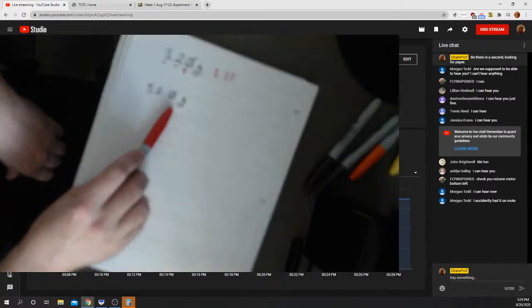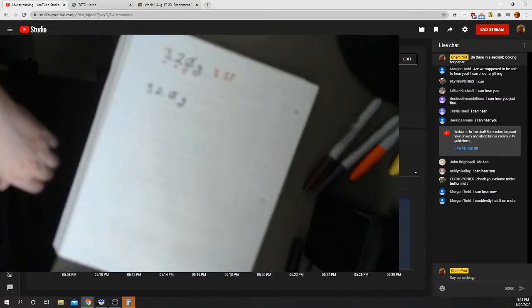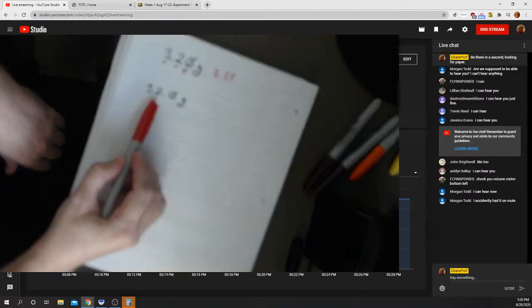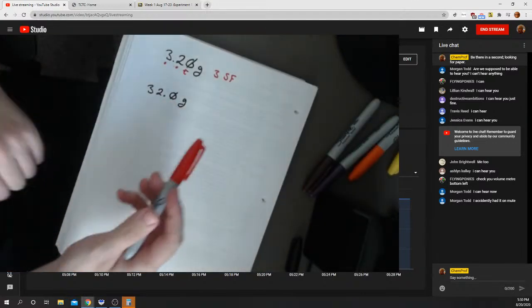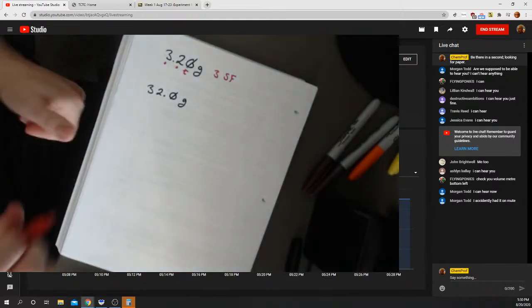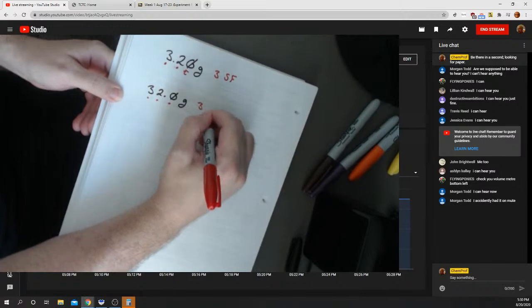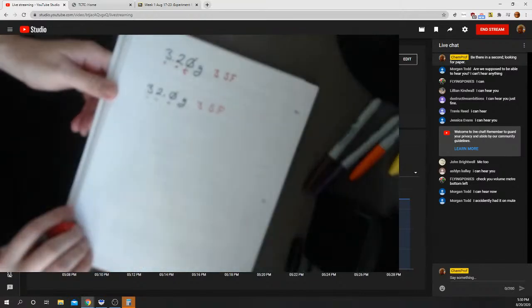Likewise, this zero doesn't really have any purpose there. It's not necessary to show the size of the measurement. 32 is 32 regardless of the presence of that zero. Therefore, significant, significant, significant, 3 sig figs.